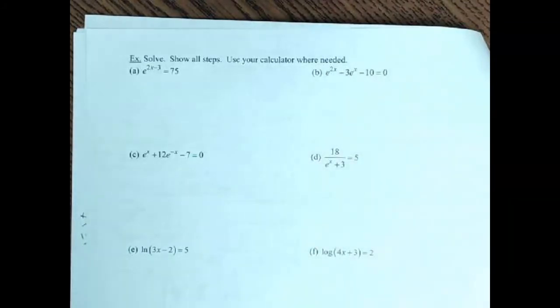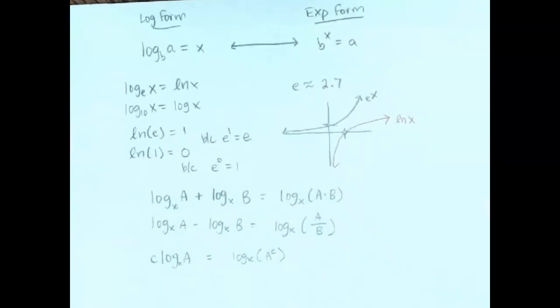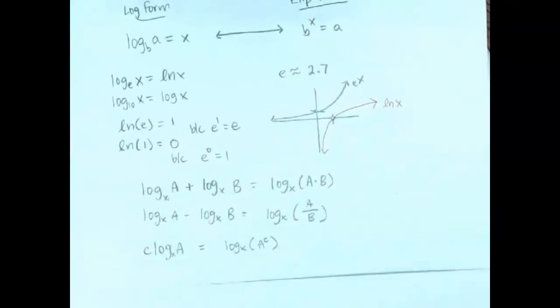First one, you have e to the 2x minus 3 equals 75. Actually, before we get into these, let's review. I have some notes from what your previous classes should have covered. Okay, yeah, pretty much gets it all.